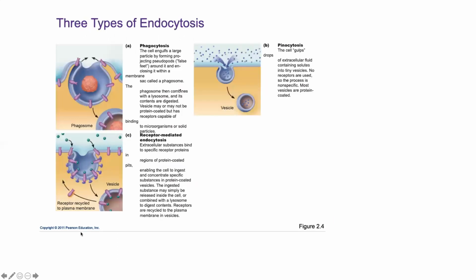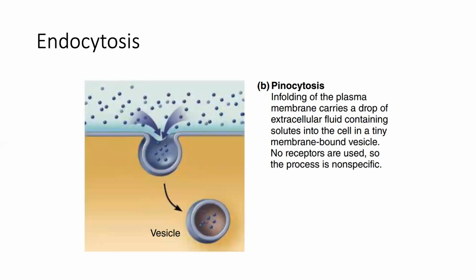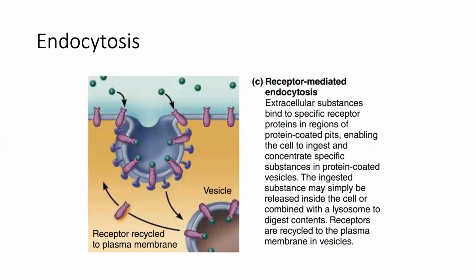Exocytosis and endocytosis, three types. This is endocytosis. Endocytosis means taking something into the cell. And another type of endocytosis, and that is the number three type of endocytosis.